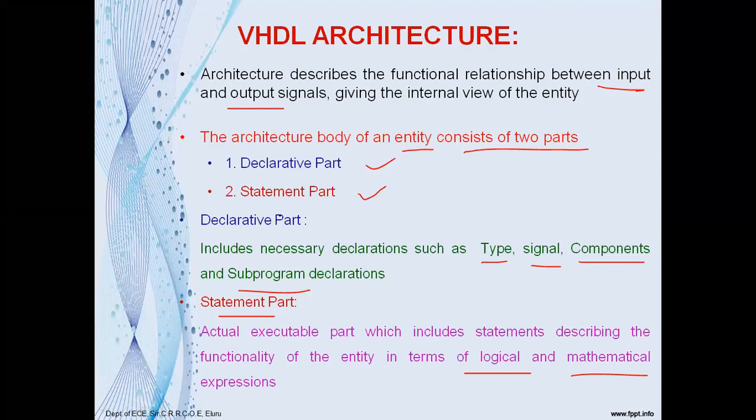So the architecture body has two parts: the declarative part and the statement part. The statement part consists of concurrent assignment statements and sequential assignment statements, and they are implemented in the form of logical expressions or mathematical expressions. See, the architecture body has two parts here.